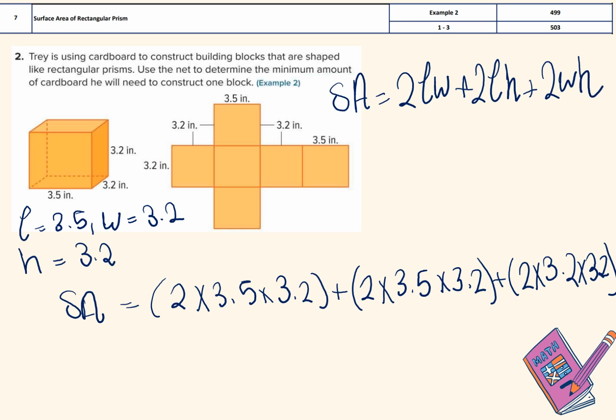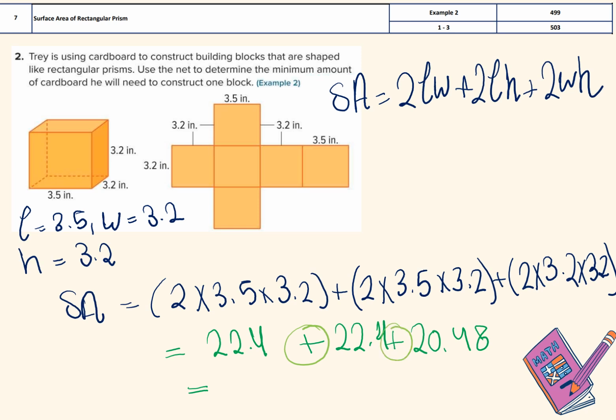So the answer here is going to be, after multiplying, 22.4 plus, also here we're going to have 22.4, and here we're going to have 20.48. Add, don't multiply now. Now we are going to add. So after adding them, we will get 65.28 square inches.